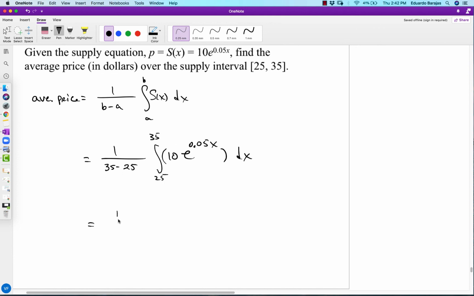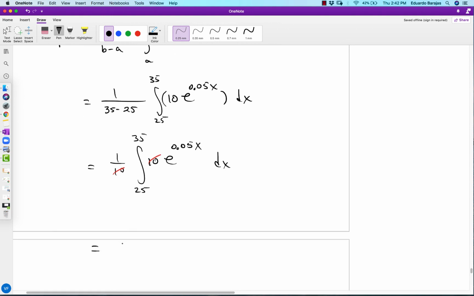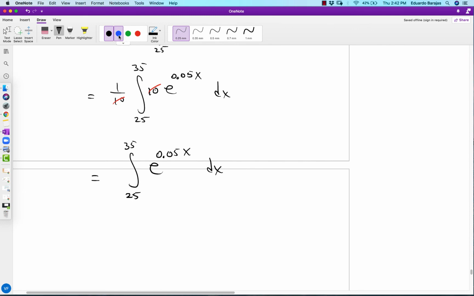Okay, so how do we simplify that? First of all, this becomes just 1 over 10, integral from 25 to 35, and this becomes 10e to the 0.05x dx. Luckily, this 10 and that 10 cancel, so that's an easy cancellation right there. And we can simplify this a little bit and say that this is then just equal to the integral from 25 to 35 on the function e to the 0.05x dx. Okay, to simplify that, we're going to do a u substitution.